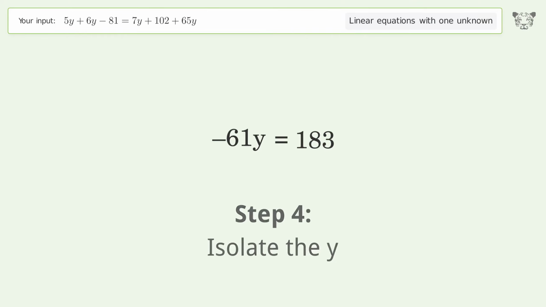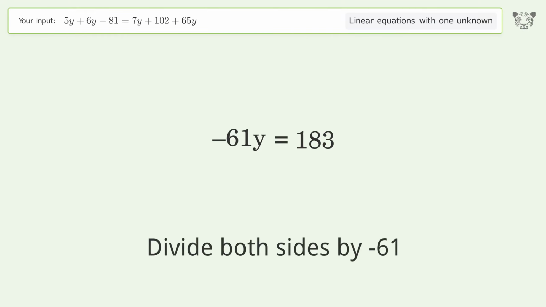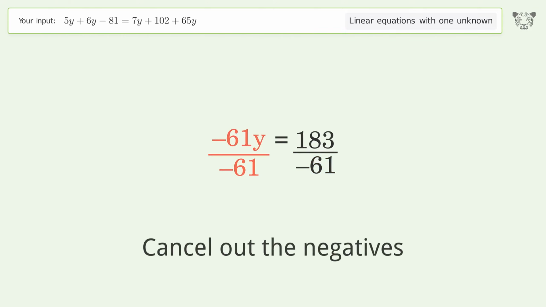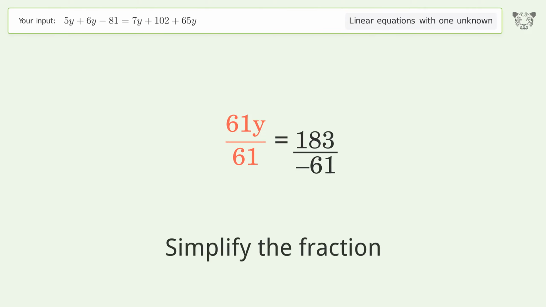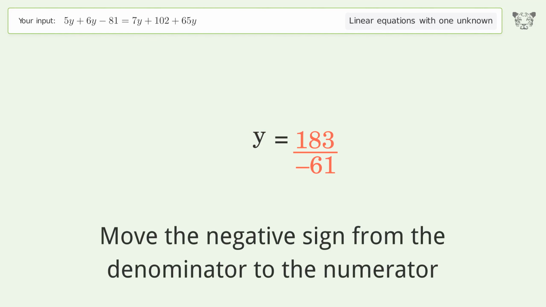Isolate the y. Divide both sides by -61. Cancel out the negatives. Simplify the fraction. Move the negative sign from the denominator to the numerator.